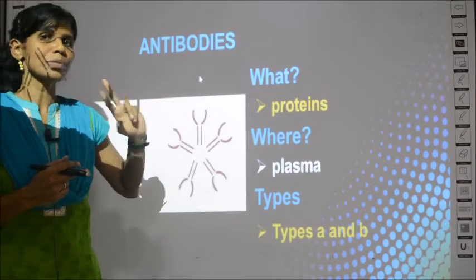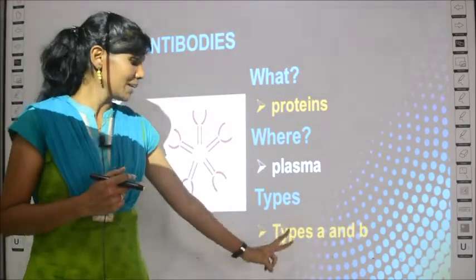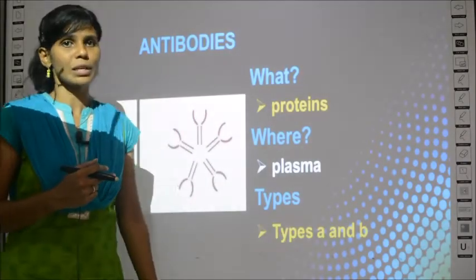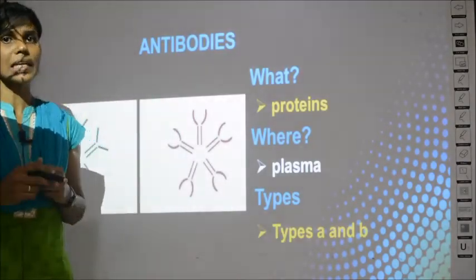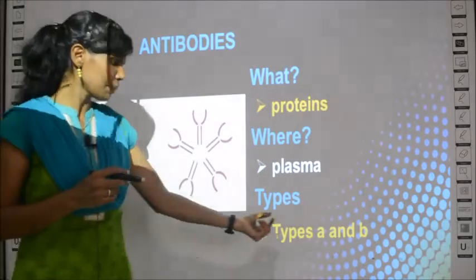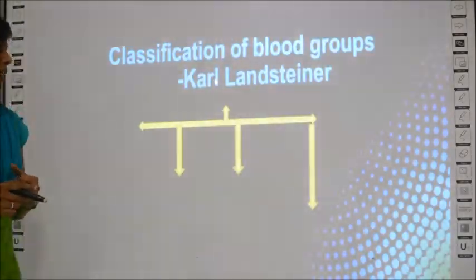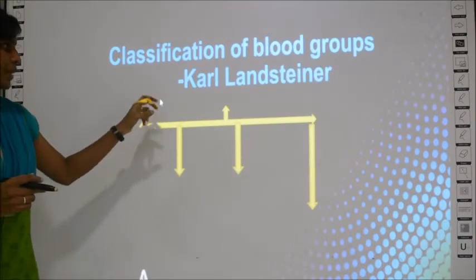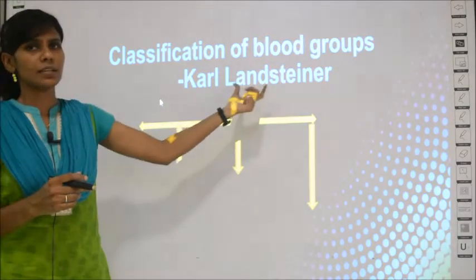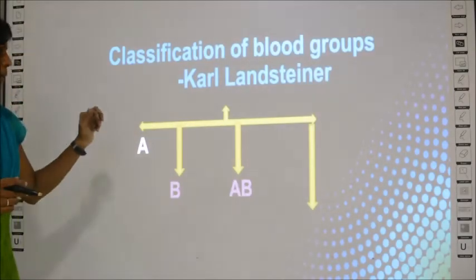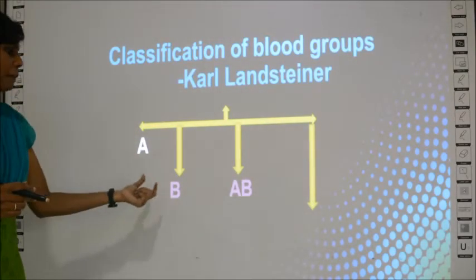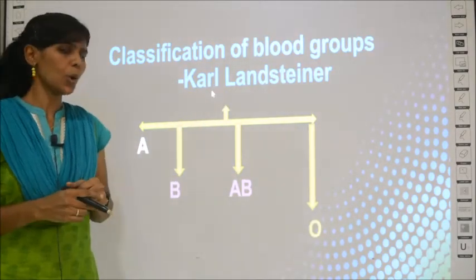There are two types of antibodies again, antibody A and antibody B, and always keep in mind, if it is represented by a capital letter it is an antigen, and if it is represented by a small letter then it means it is an antibody. There are four types of blood groups based on Karl Landsteiner. He is the one who grouped blood into four groups called A, B, AB and O blood group.